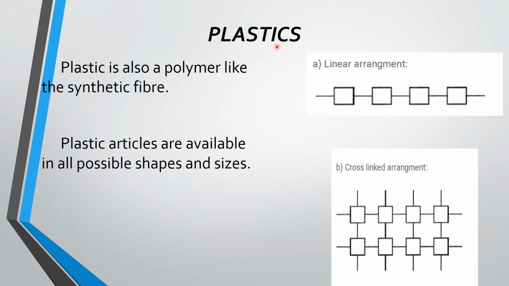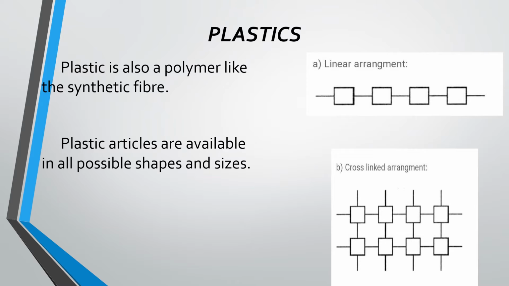Some plastics have linear and some plastics have cross-linked polymers. So plastics are also nothing but polymers, like synthetic fibers, and these plastic articles are available in all possible shapes and sizes because they can be molded or set into any desired shape when soft, and then in that particular shape they can be hardened to produce articles of various shapes and sizes.